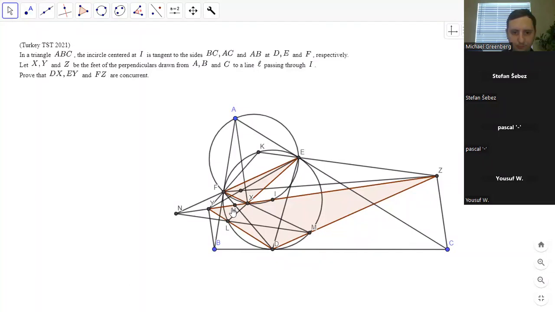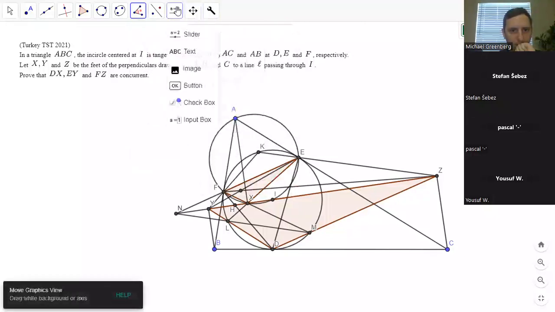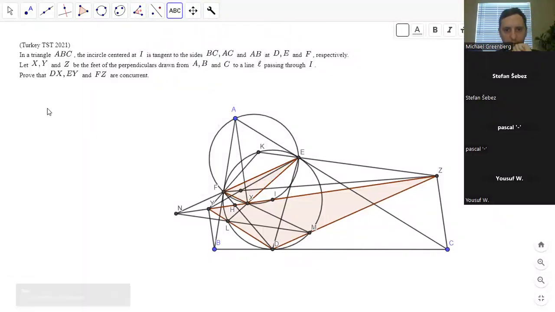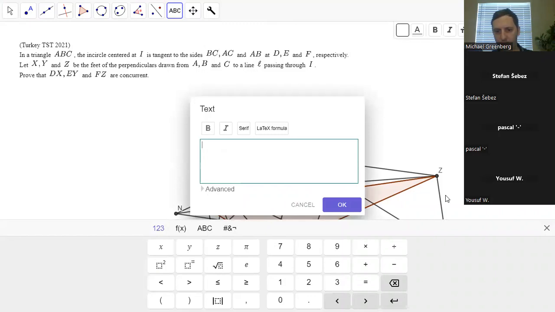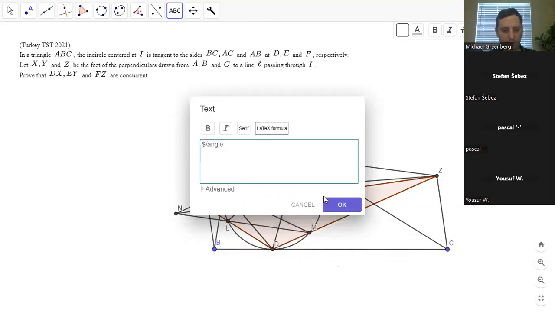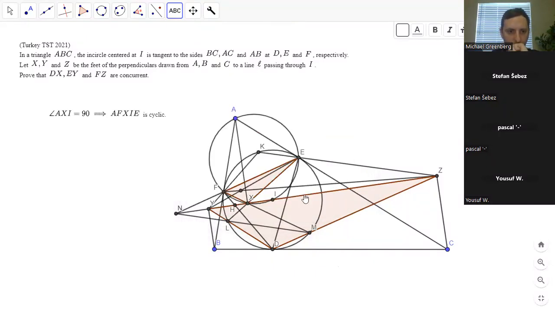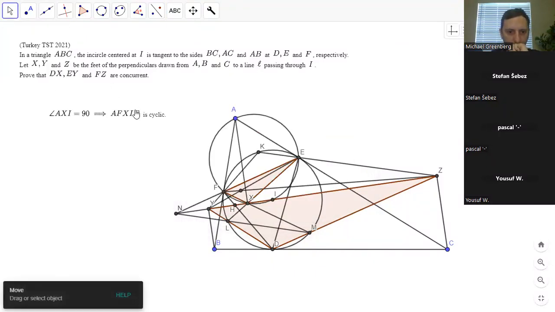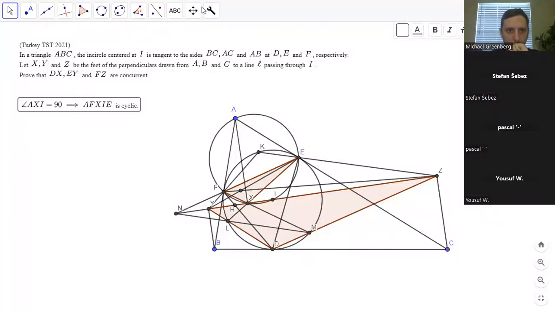So we can start by saying angle AXI equals AFI equals AEI equals 90. I'll just write it out faster. So since angle AXI equals 90, then AFXIE is cyclic. And let L and M be the reflections of E and F over L.